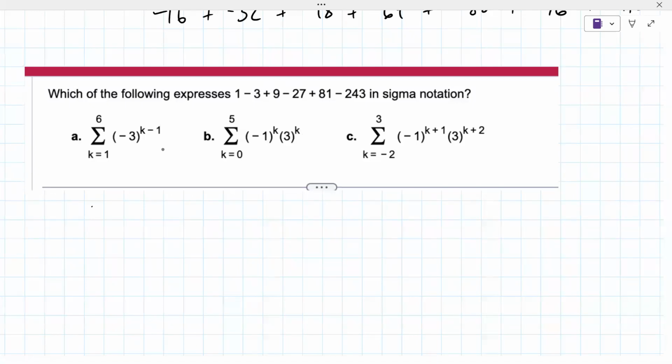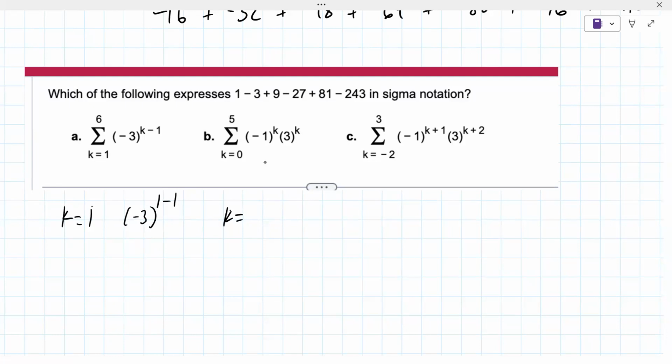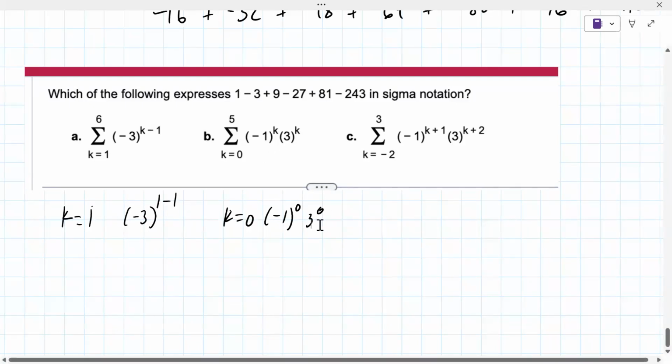So what I mean is try the first one, put k equals 1 into here. So it's -3 to the 1 minus 1 power. Can you tell me what that becomes? It becomes 1. So that works for the first one. Now let's try the next one. When k is 0, it's -1 to the 0, 3 to the 0. What does that become? It would just be 1. So that also works. That's not good.